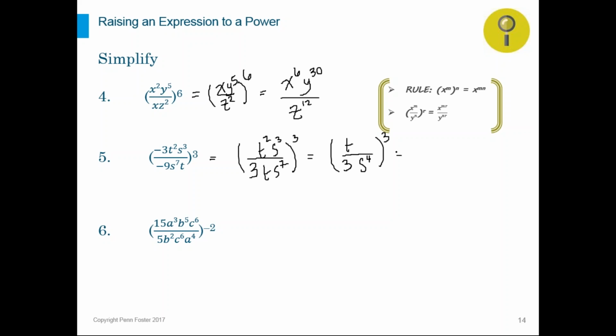Now I distribute the power over the t, the 3, and the s to the fourth. So t to the third, because 3 times 1 is 3. And then I have the 3 on the bottom here. So I need to cube the 3. And then 3 times 4 is 12. Simplify. So I have t to the third over 3 to the third power. 3 times 3 is 9. 9 times 3 is 27 on the bottom here. And then s to the 12th power. And that is your final answer.